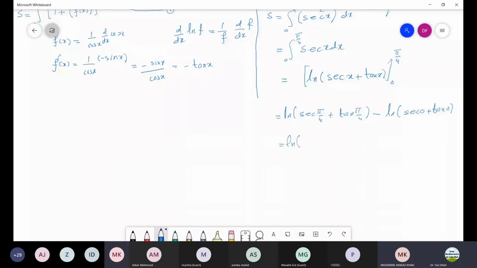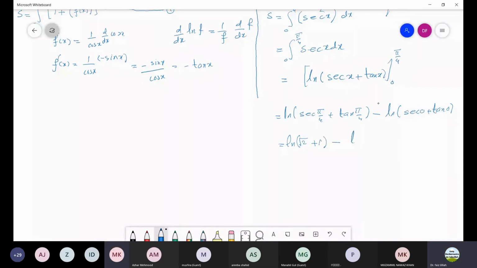Sir, don't we use log of secant x plus tan x in the mod form? In the mod form, yes, you can do that, but do it directly. Just find the solution. Tell me what is the value of secant pi by 4? Square root of 2. Let me write square root of 2 here. Now plus, what is the value of tangent pi by 4? 1. Good, that is 1.